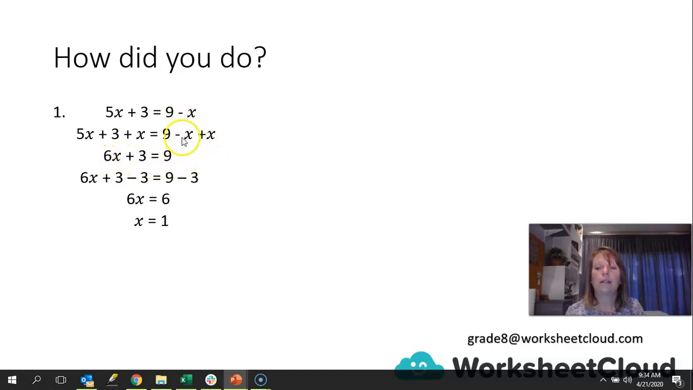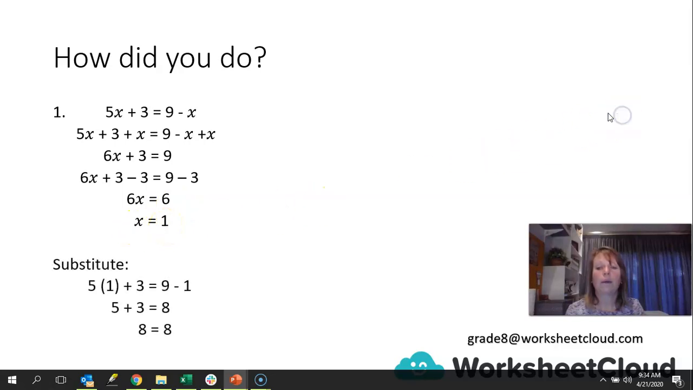Can you see how that has just made that x disappear, and we've taken it across to this side? Okay, we now have to take that constant and put it on the right hand side. So to do that, we're going to say plus 3 minus 3, and we end up with 6x there. Then we'd have to say minus 3 like we did there, and 9 minus 3 is 6, and x is equal to 1.